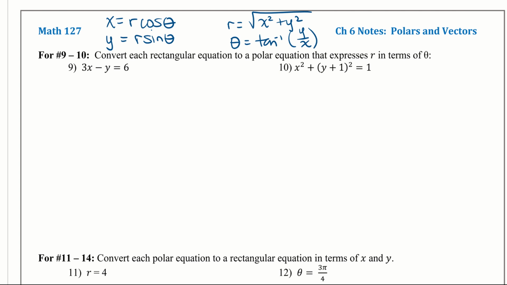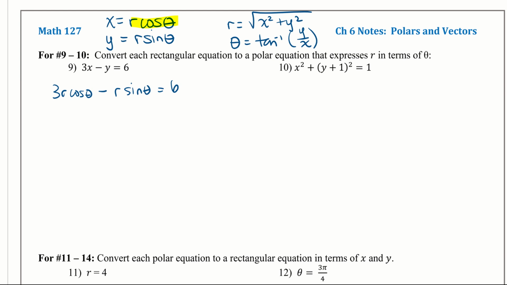All of these things are true, and we can use them whenever it is convenient. If we think about what we're trying to do, that'll help us know where we should start. These ones, we're starting off with things that are x's and y's, and we want them to look like r's. And so anytime you see an x, you could replace it with r cosine theta, which is super helpful. In fact, that's what I'm going to do down here. I'm going to say 3x would be 3r cosine theta minus r sine of theta, I'm just replacing y, is equal to 6.